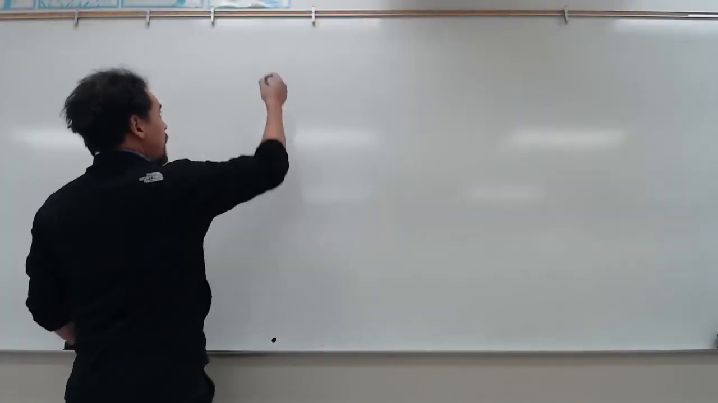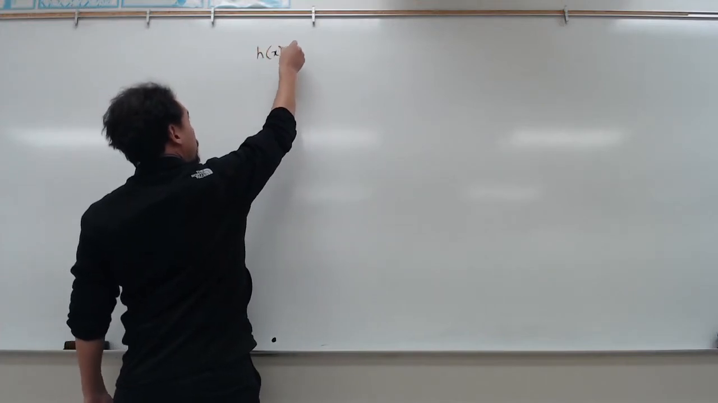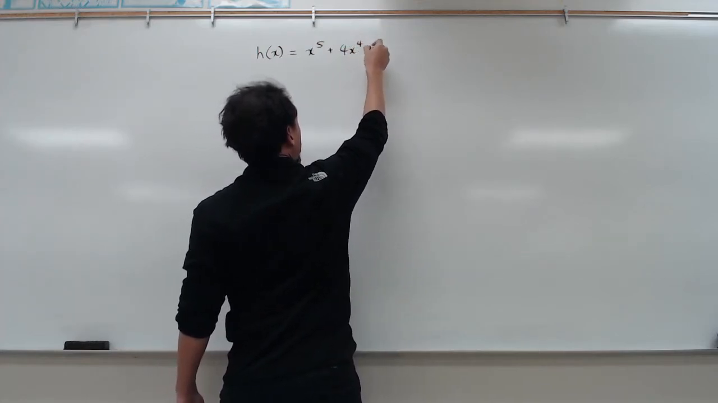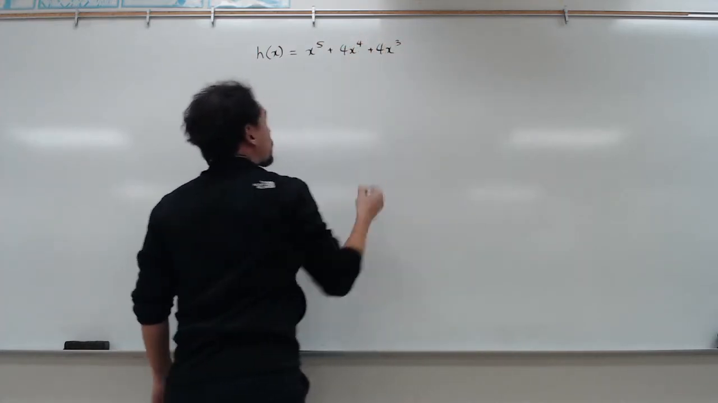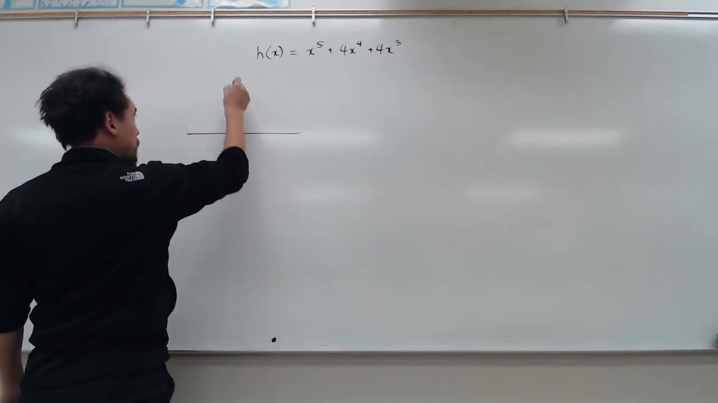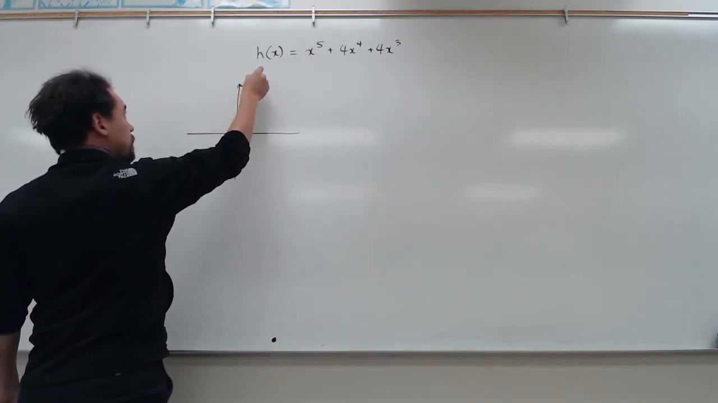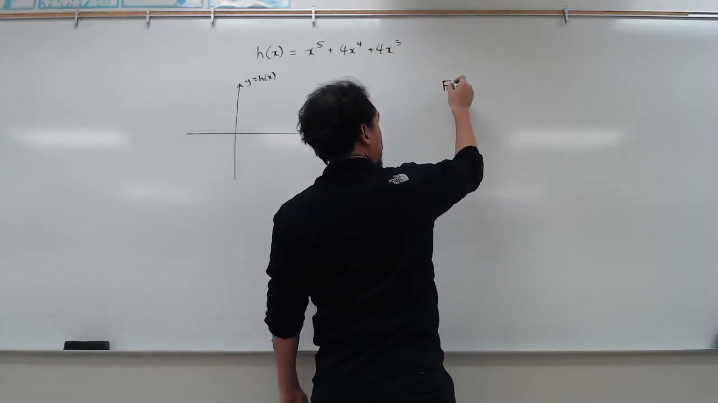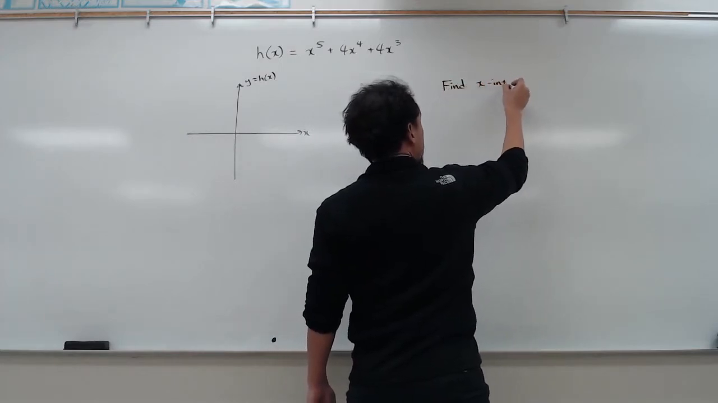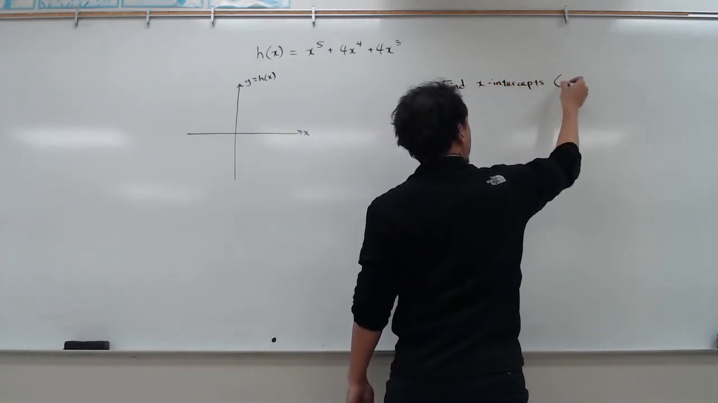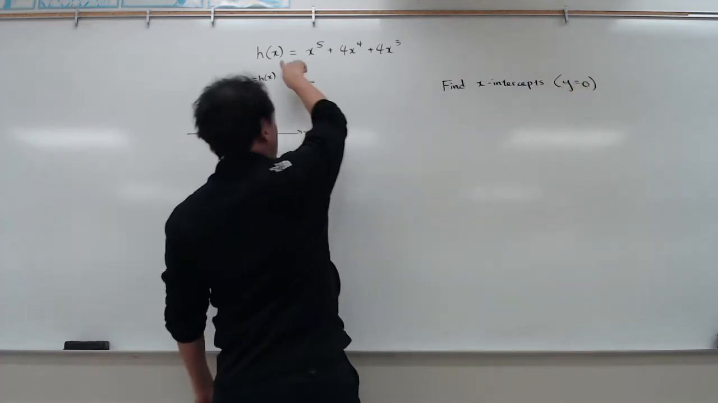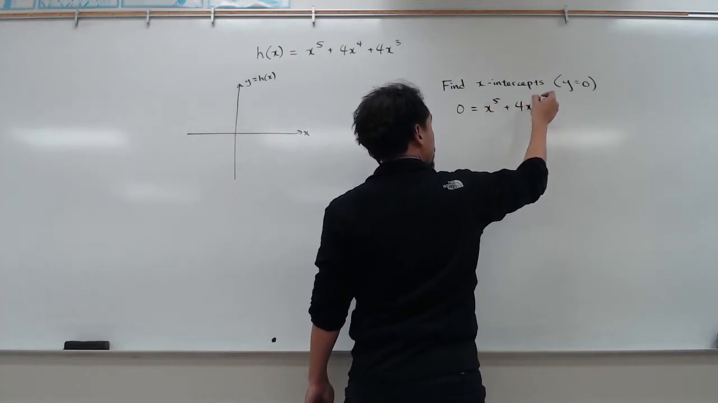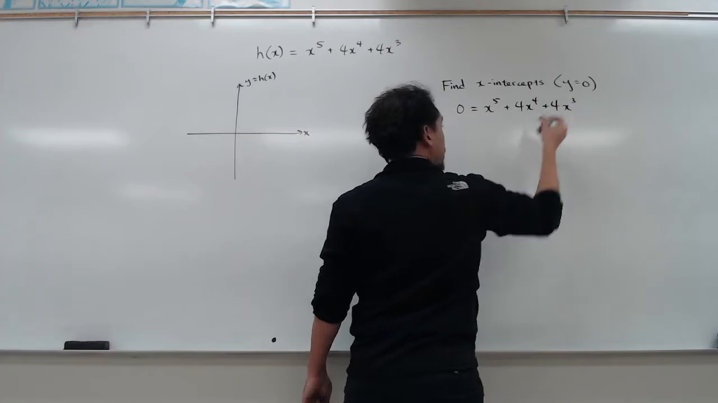Now let's try h of x equals x to the 5th power plus 4x to the 4th power plus 4x to the 3rd power. Let's find the x-intercepts, which means y equals 0. So we'll say 0 equals, and again, we'll try to factor.